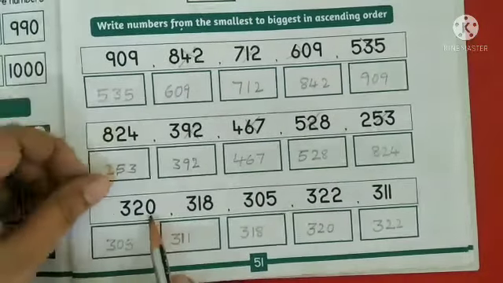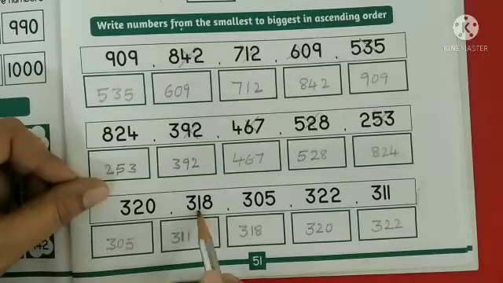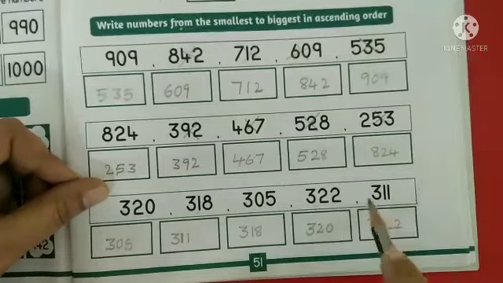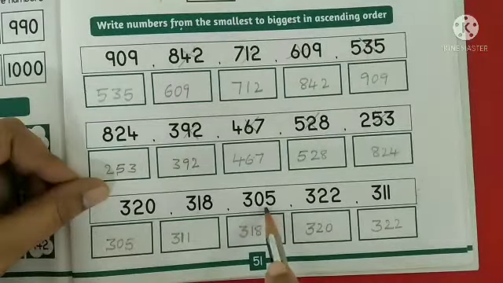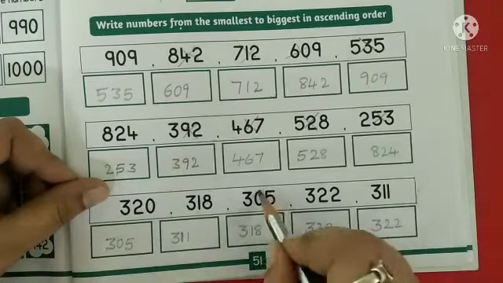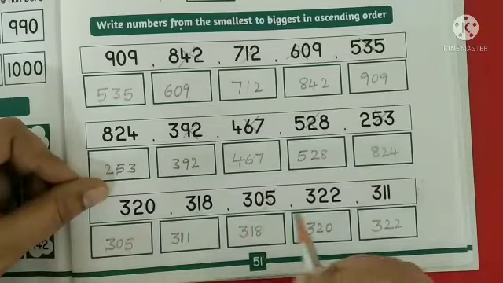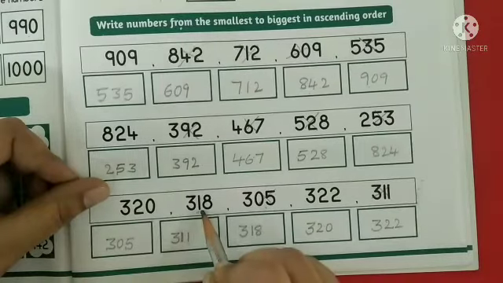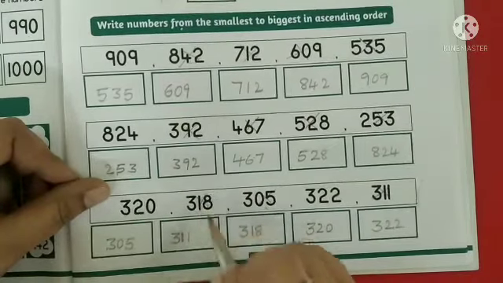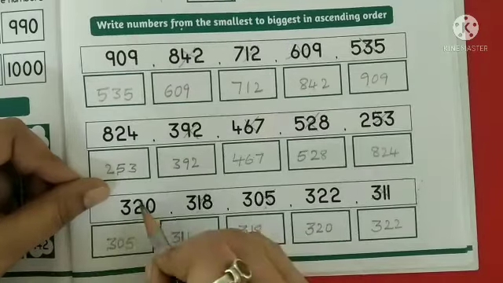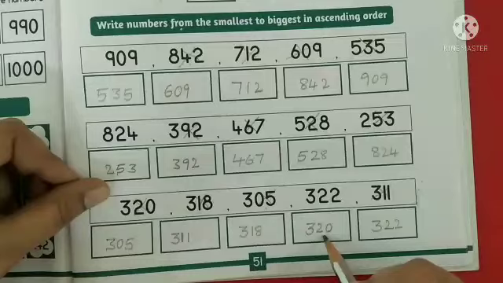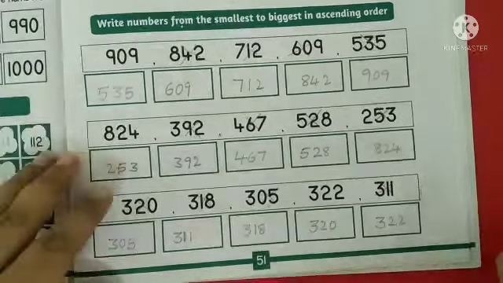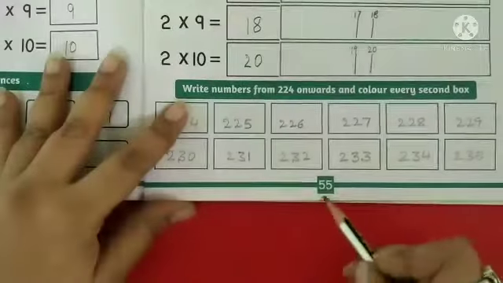Next, in the third row, 320, 380, 305, 322, 311. When we observe these numbers, 305 is the smallest number. Write 305 first. Next, 311. Write 311. Next comes 318. Write 318 in the third box. Next 320. Write 320. Finally, the biggest number is 322. Write 322. Next, move to page number 55.